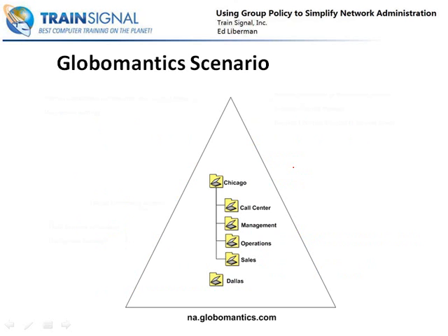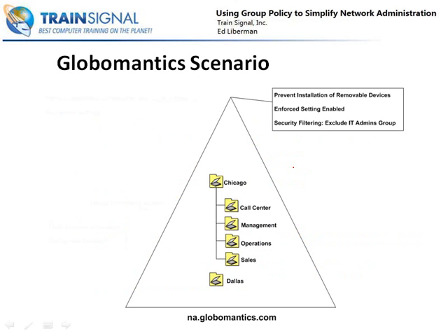So here is an example of our domain, and here's the OU structure. And here we're saying prevent the installation of removable devices, right? We have a GPO that's going to do that. Oh, this is another good idea. Enforced setting is enabled. Why? Well, because again, it said no one should be able to do this. You don't want somebody to be able to do it because some other container had another GPO that conflicted with it or a block inheritance. We want to make sure that this affects everybody, but then we go ahead and put in a filter to exclude the IT admins group.